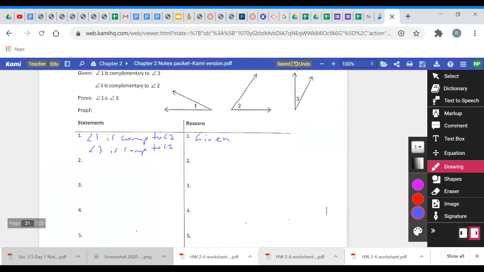Okay, from there, again, you should just kind of start seeing a pattern here. What's something I can say about angle 1 and angle 2 then? More specific than that is I can say that the measure of angle 1 plus the measure of angle 2 is equal to 90. And I can say measure of angle 3 plus measure of angle 2 equals 90. And that is definition of complementary.